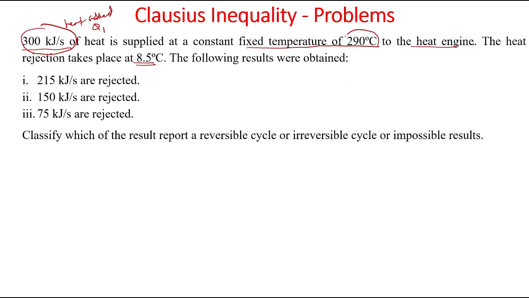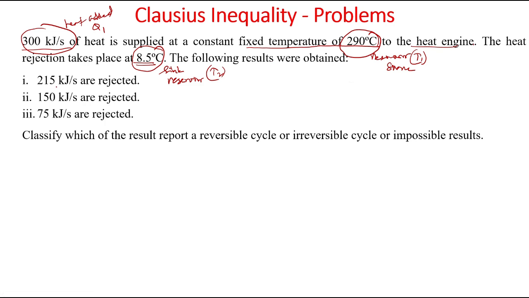This 290 degrees Celsius is called the reservoir temperature, and that is T1. The heat rejection takes place at 8.5 degrees Celsius, that is also a reservoir. The first is otherwise called the source, and this is called the sink. Already we studied this in thermodynamics. The following results are obtained.